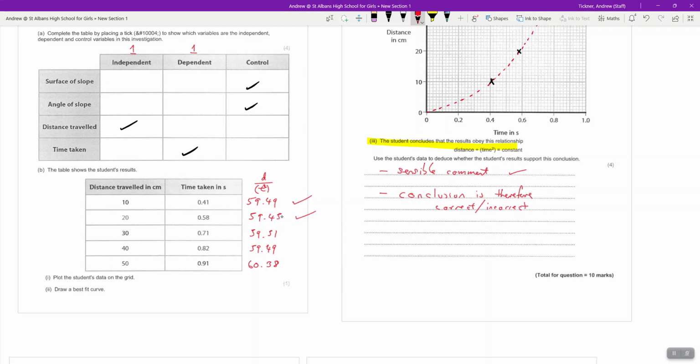So if you've done the calculations correctly, then your sensible comment is that distance over time squared gives you essentially the same number each time. Therefore, the conclusion is correct. And that's how you get all 4 marks. If you've messed up this, so your numbers aren't quite right, your comment could be it's not a constant, and therefore he's incorrect, and you can still get those other 2 marks for doing so.